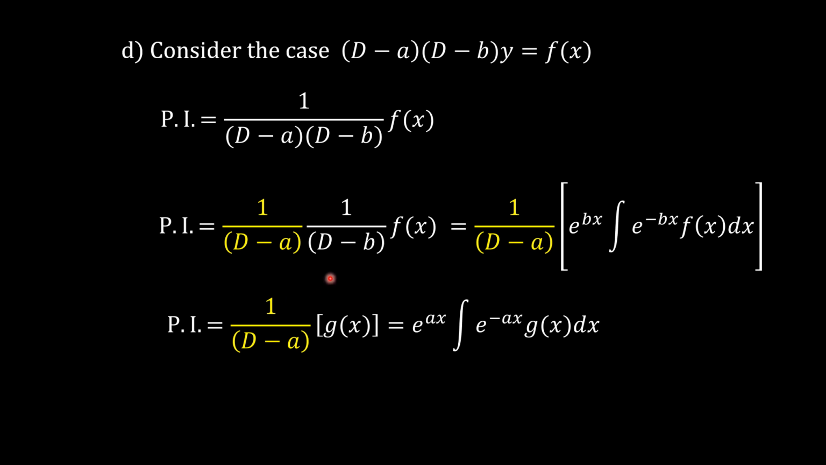So it is up to us whether to operate 1 upon (D minus b) first on f of x, or to operate 1 upon (D minus a) first on f of x, depending upon what f of x is given. This is one way, so what is the second way? Let us go to the second way.